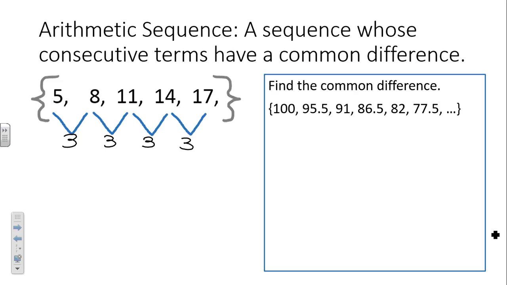All right, so that is a signal that we have an arithmetic sequence. What's the common difference between 11.95, 91.86, 82.77, and so forth and so on? 4.5, positive or negative? Why negative? Because we're going down. Okay, makes sense? Our numbers are decreasing in our sequence, it's a negative common difference. Our numbers are increasing in our sequence, it's a positive common difference.